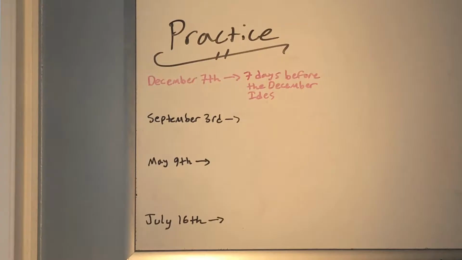So here I have 3 more days: September 3rd, May 9th, and July 16th. Let's count the number of days before one of the next fixed points. Take a second, pause the video, and try to work it out on your own.